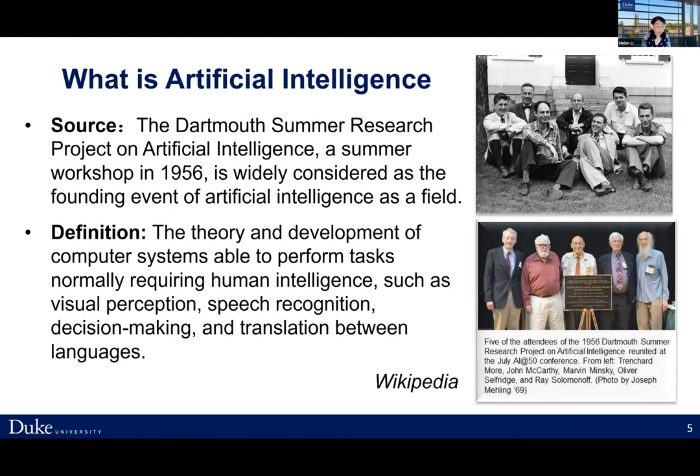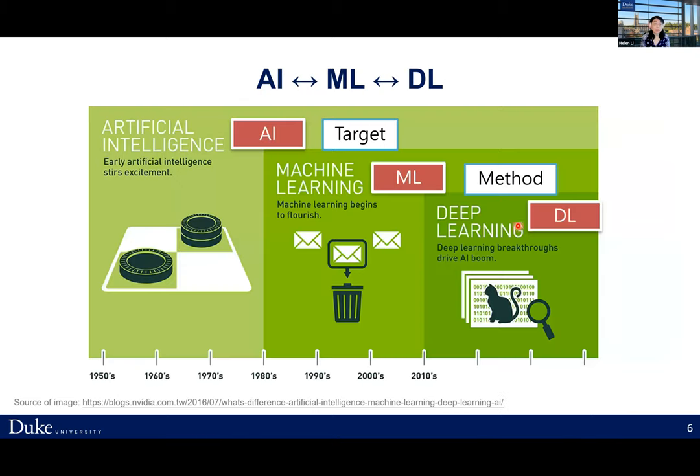The application domains have been extended dramatically as well. With this definition of artificial intelligence, we can say this is the ultimate goal we would like to achieve eventually with our software and hardware systems. And in recent years, there have been a lot of efforts on machine learning and particularly deep learning, which are being taken as the methodologies to achieve this target.